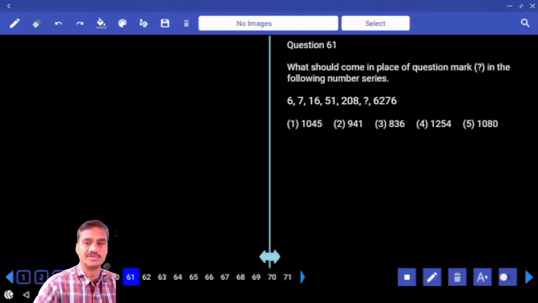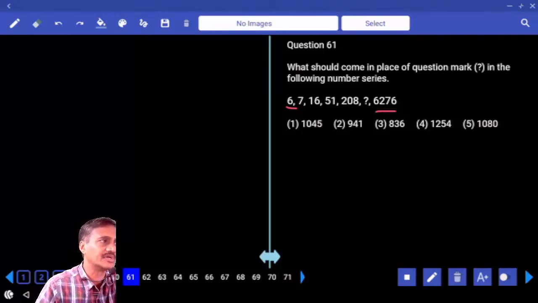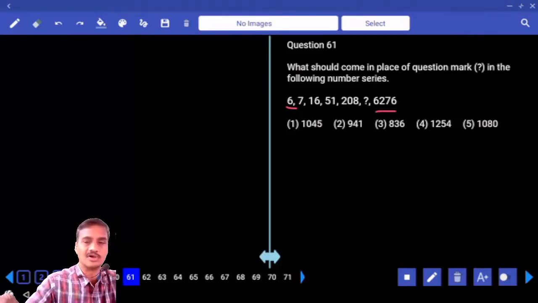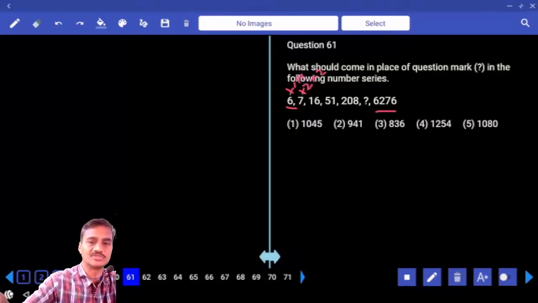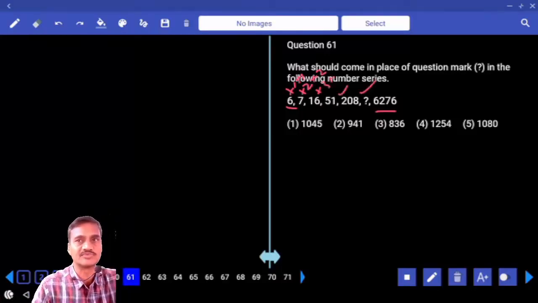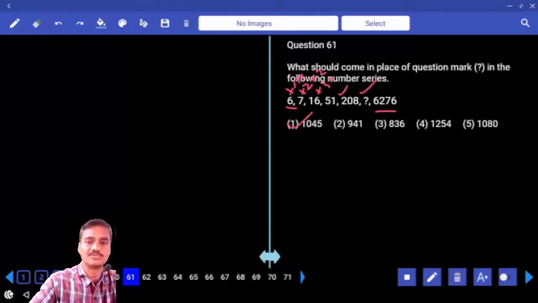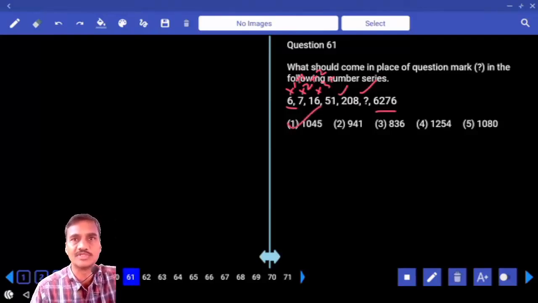Now in this 61, numbers start with 6 and end with 6,000. Numbers are increasing at a very fast rate. Product or combination or difference? Combination. 6 into 1 plus 1, 7 into 2 plus 2, 14 plus 2, into 3 plus 3, into 4 plus 4, into 5 plus 5, 1040 plus 5, 1045, choice 1.